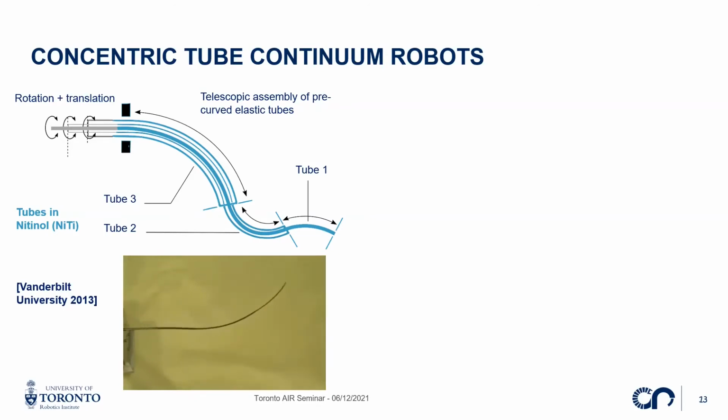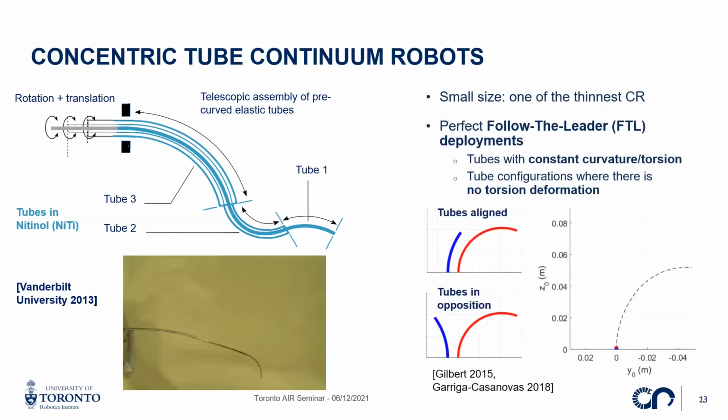These robots have a lot of great properties. They are one of the thinnest continuum robots that we can make because this is just the manipulator part. We don't see the actuation unit with all the motors in this video. But just the manipulator part can be, for 3 tubes for example, 6 degrees of freedom, 1 millimeter wide maximum. So it's very thin. Also, an interesting property is that they can perform what we call perfect follow-the-leader behavior and deployments. So for a specific shape and disposition of tubes, we can deploy the robot so that its body follows the same path as its tip.